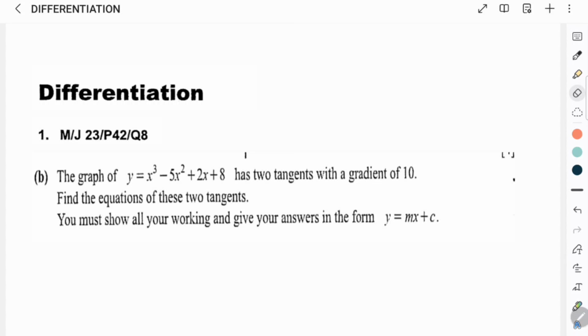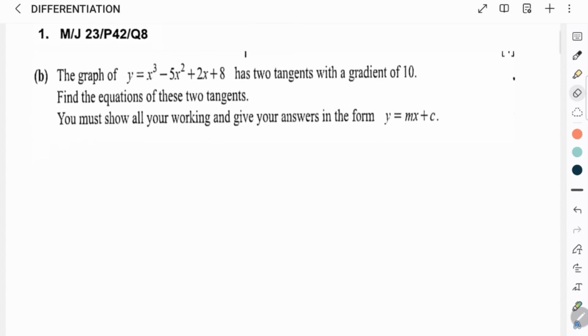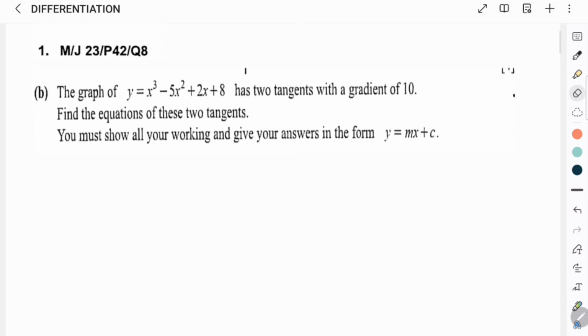So in today's first question, this is May-June 2023, paper 4-2, question number 8, part B of the question. This question is of 7 marks and it has a longer working. The graph of y equals x cubed minus 5x squared plus 2x plus 8 has two tangents with a gradient of 10. Find the equation of these two tangents.